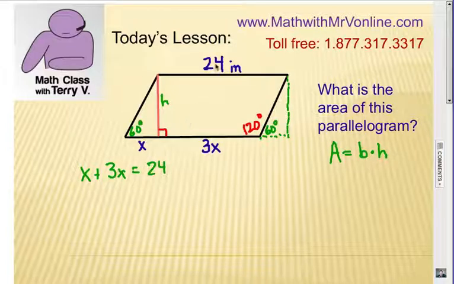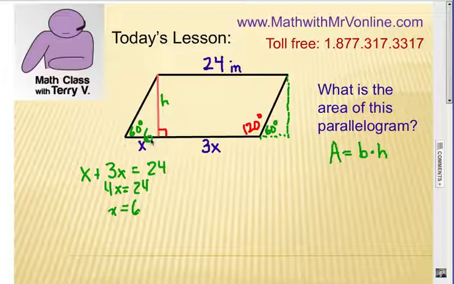Opposite sides of a parallelogram are always the same length, right? So when we solve this, of course, 4x would be 24, and when we divide by 4, x has to be 6. All right, that's the first thing we figure out. We know that x is 6 inches.